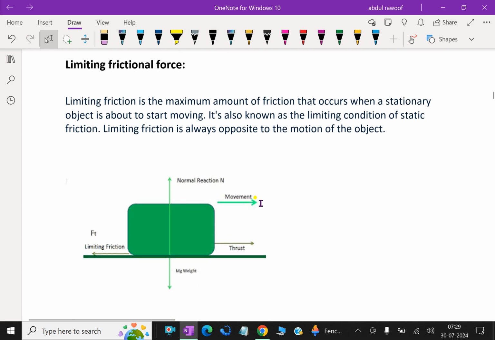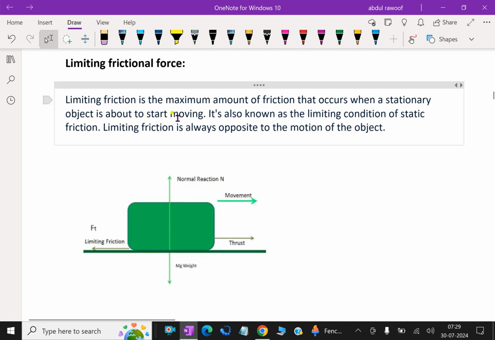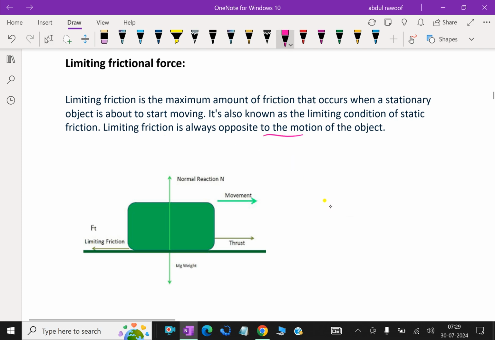Limiting frictional force. The limiting friction is the maximum amount of friction that occurs when a stationary object is about to start moving. It's also known as the limiting condition of static friction. Limiting friction is always opposite to the motion of the object. Here, limiting friction acts here and the movement of the body is in this direction. Thrust, that is pulling, is like here. Mg, the weight, is exactly opposite, down to the normal reaction.